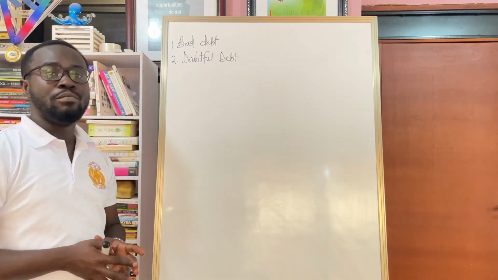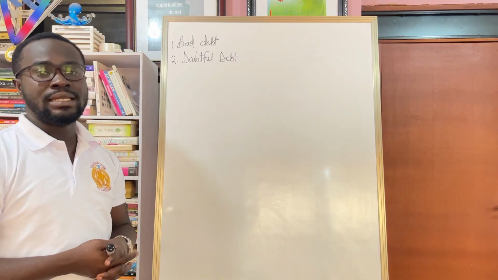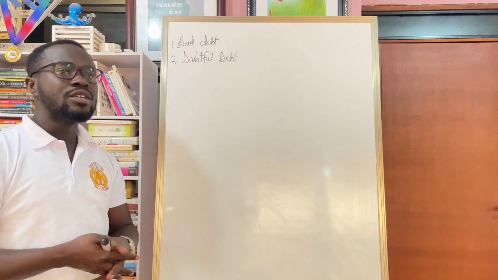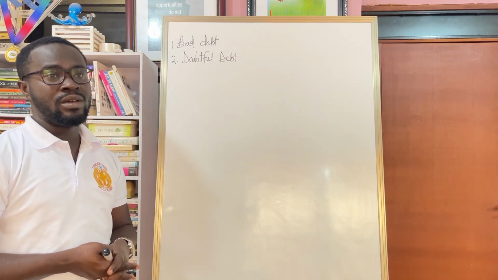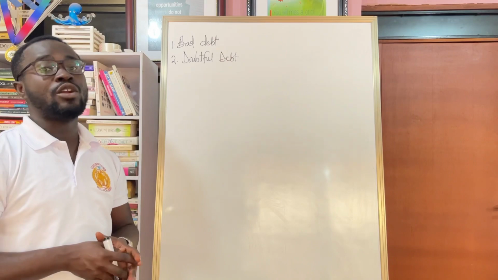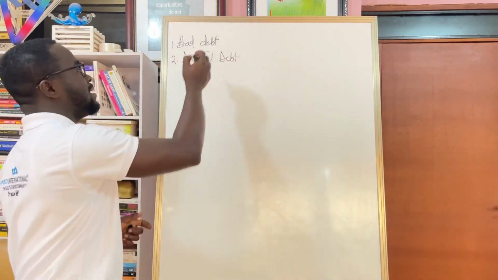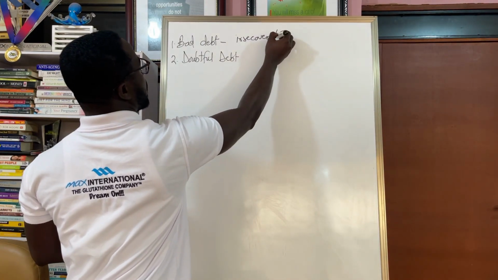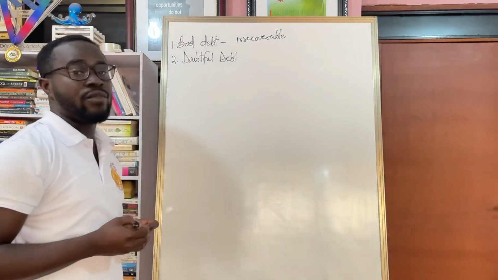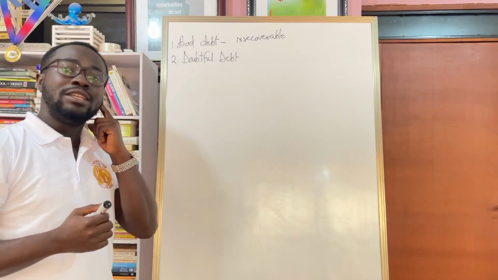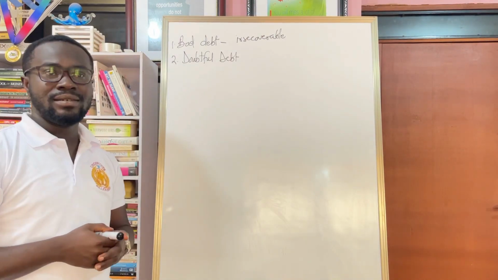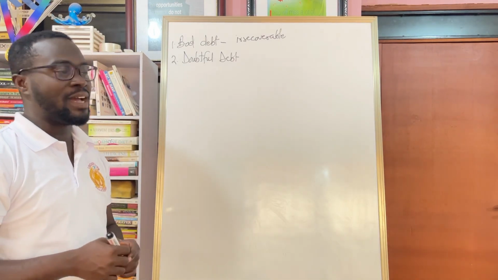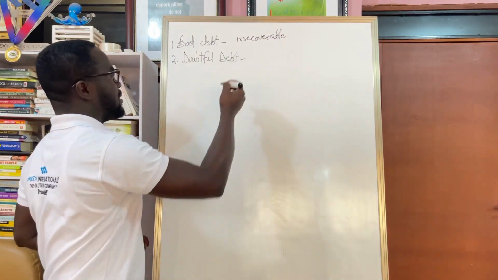We have the first one to be bad debt. When you say bad debt, what it simply means is that it's a debt whose recovery condition is very, very, very low. That is 0.0. You are not going to recover it. So it's a debt which is irrecoverable. The probability that you'll be able to recover this debt is 0.00. That's why we call it bad debt. So the debt is bad. Let's come to doubtful debt.